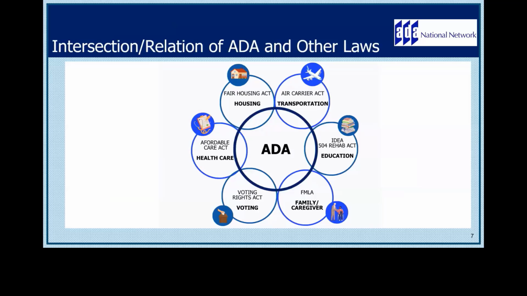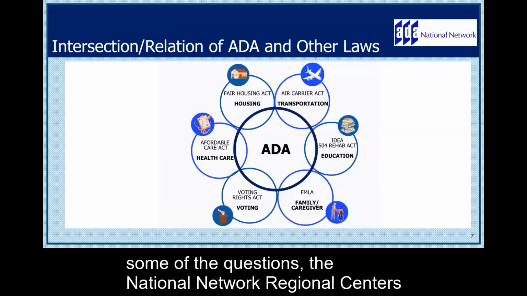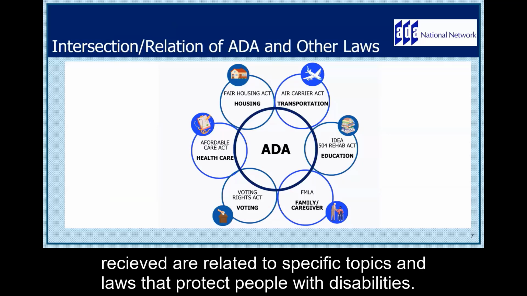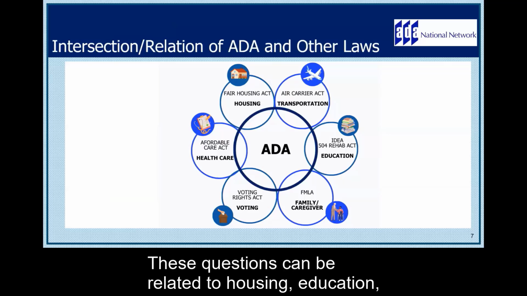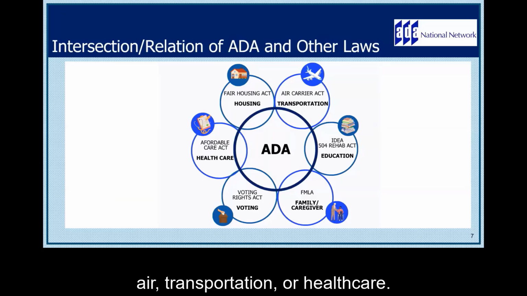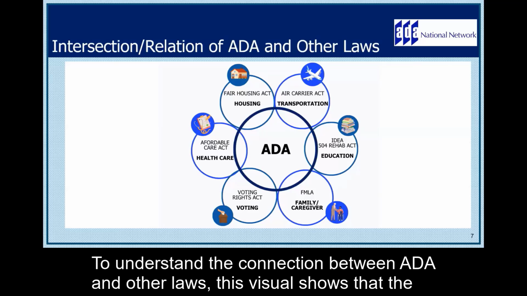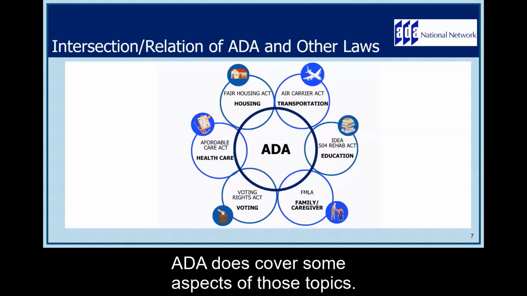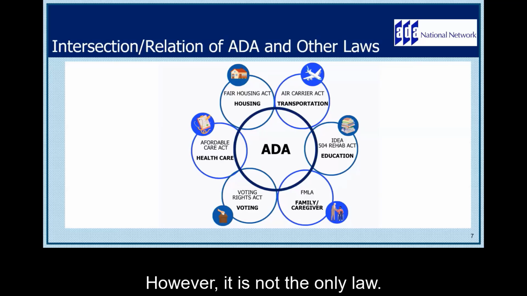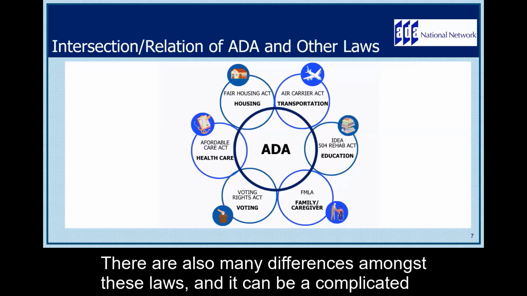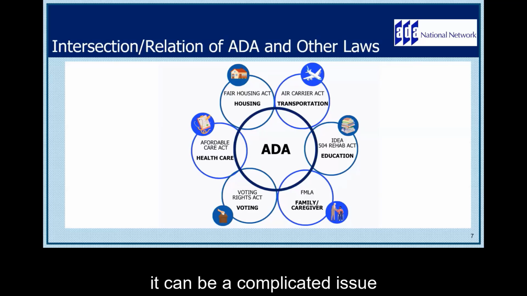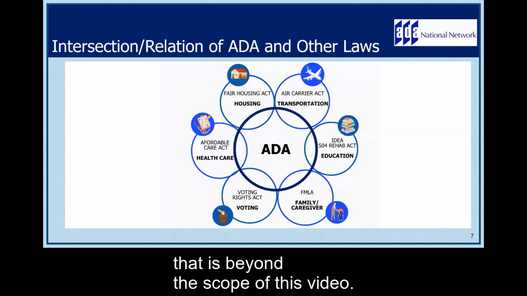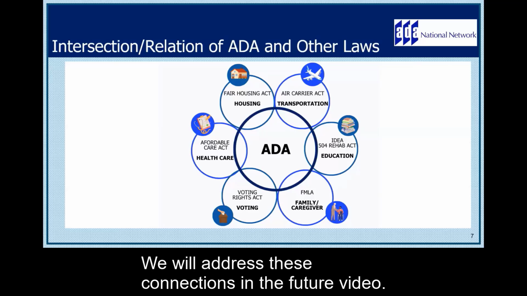Slide number 7. As we reviewed in video 2, some of the questions the National Network Regional Centers receive are related to specific topics and laws that protect people with disabilities. These questions can be related to housing, education, air transportation, or healthcare. To understand the connection between the ADA and other laws, this visual shows that the ADA does cover aspects of some of those topics. However, it is not the only law. There are also many differences amongst these laws, and it can be complicated. It can be a complicated issue that is beyond the scope of this video. We will address these connections in a future video.